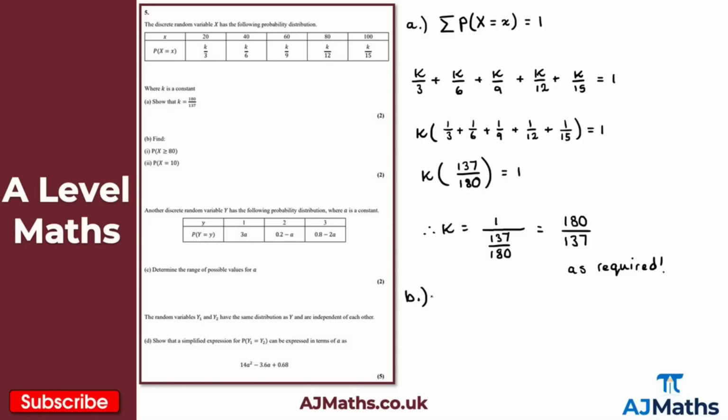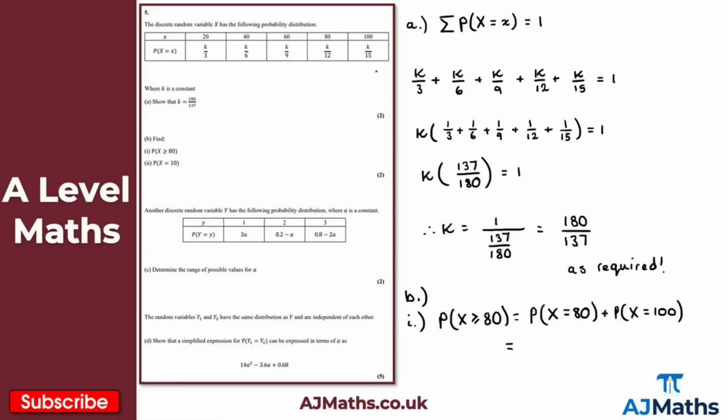With part B, this is a question dealing now with probabilities for this discrete random variable x. So we have to find two probabilities. For the first one, we're looking for the probability of our random variable x being greater than or equal to 80. So what values in this table satisfy this probability? There's two possible options here. We can have x equal to 80 and x equal to 100. So we need the probability x equal to 80 plus the probability x equal to 100.